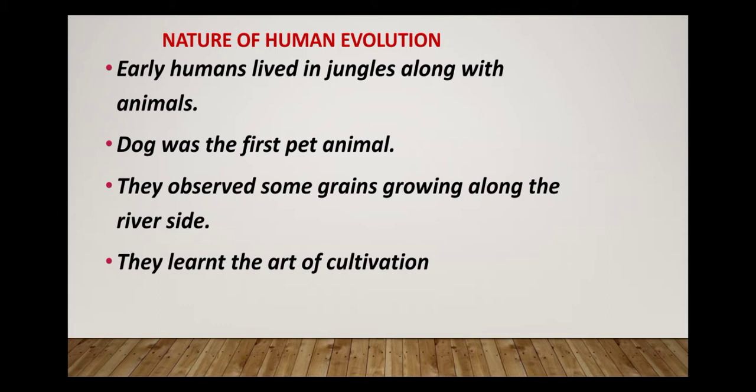They observed some grains growing along the riverside. They ate them and found them very tasty. They observed the scattered grains were eaten up by the birds. They were keen observers. They found the grains grow with the help of sunshine and rainfall. Thus they learned the art of cultivation.